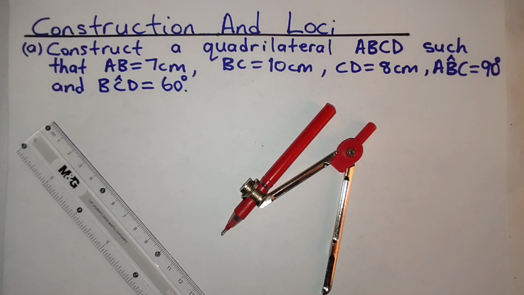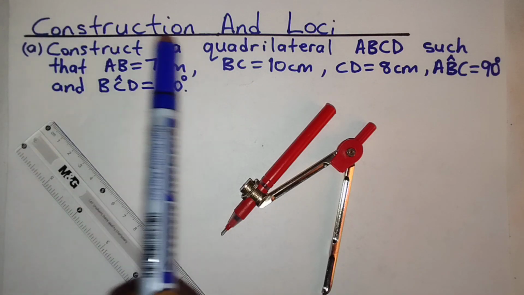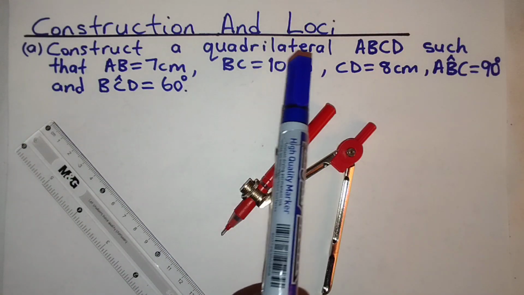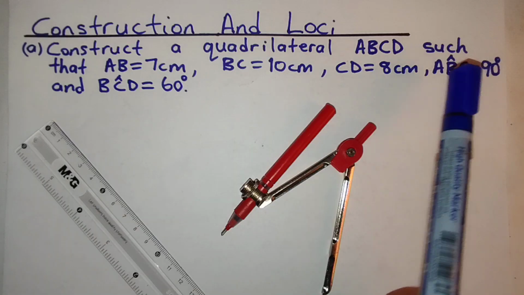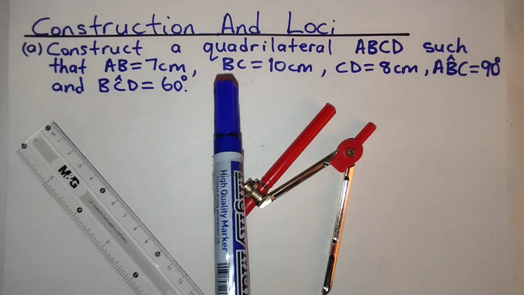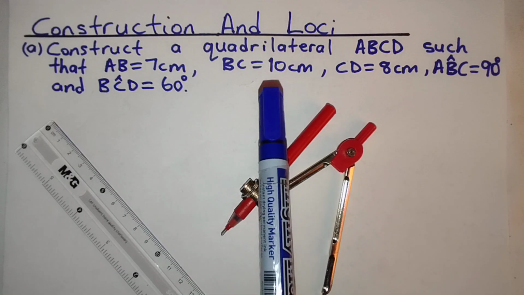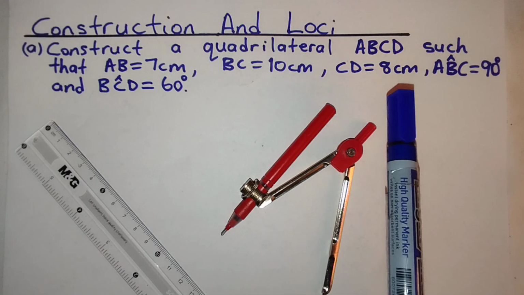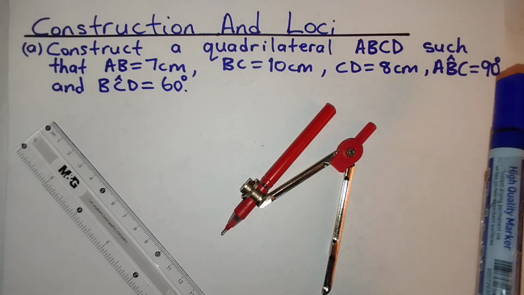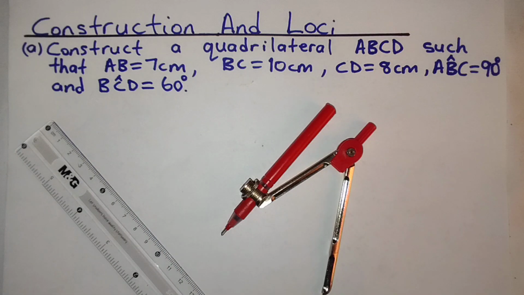In this video, we are looking at construction and loci. We want to construct a quadrilateral ABCD such that AB equals 7 centimeters, BC equals 10 centimeters, CD equals 8 centimeters, angle ABC equals 90 degrees, and angle BCD equals 60 degrees.